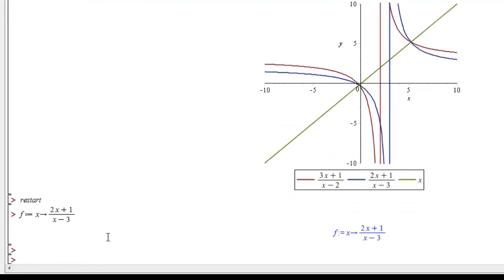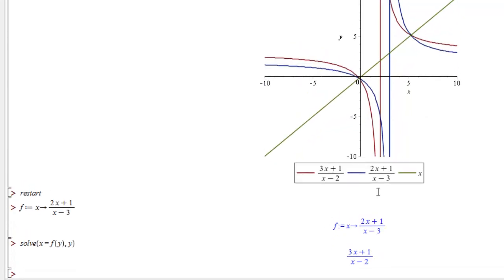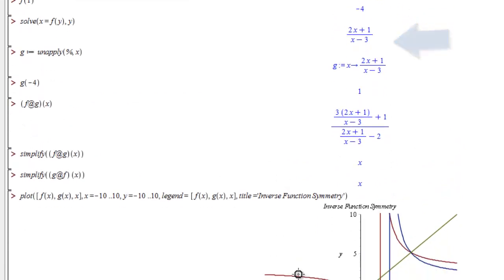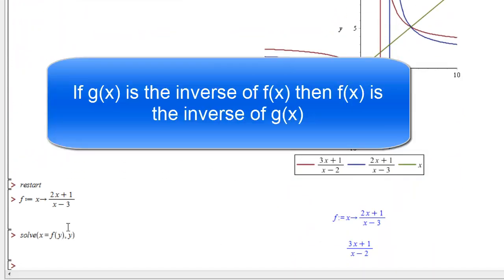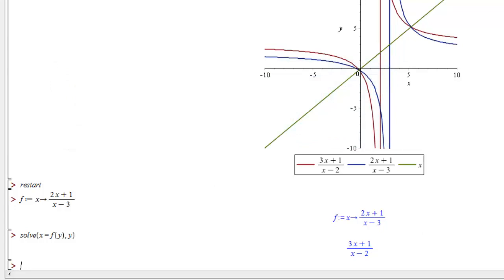And I want to find its inverse function, so I'm going to solve x equals f of y for y, and lo and behold, I get back 3x plus 1 over x minus 2, which was the original function f. So that's another property of inverse functions. If g is the inverse of f, then f is also the inverse of g. So that's the basics of inverse functions using Maple.